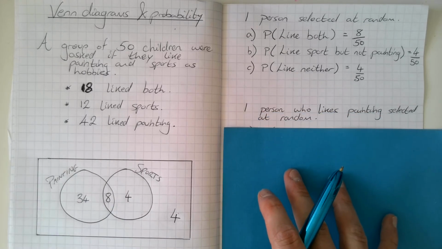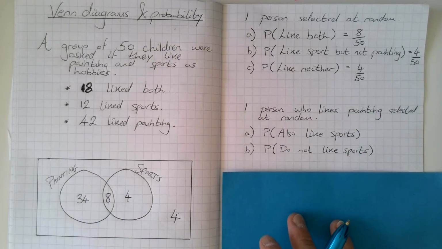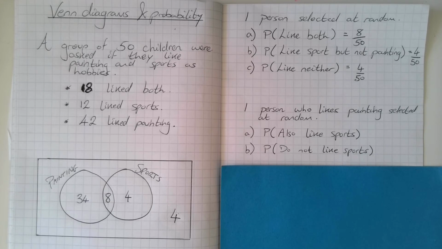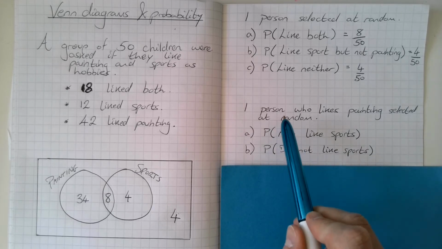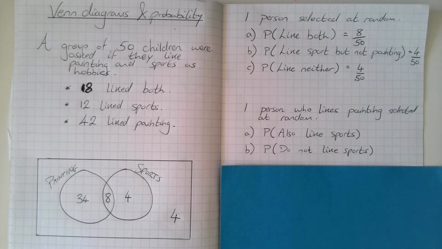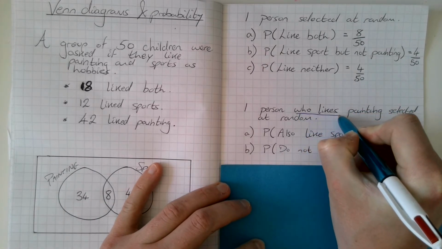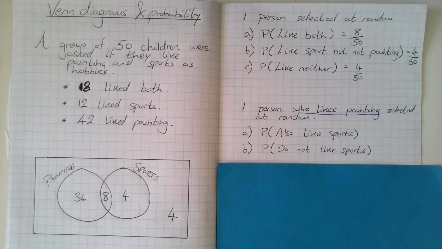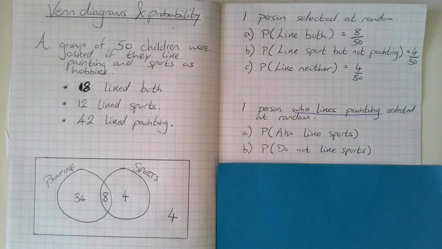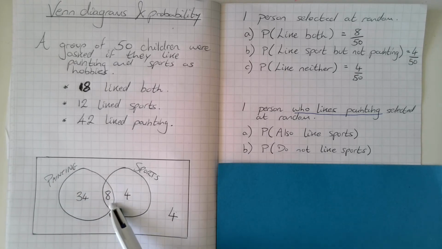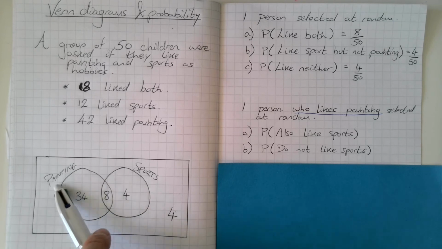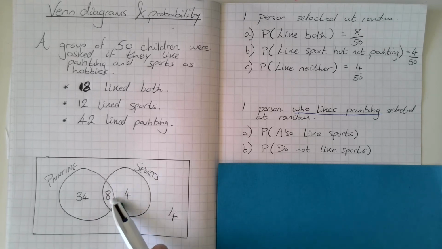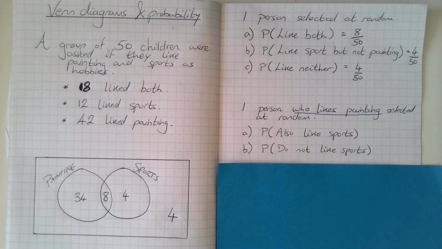But there is a different type of question which looks like this. So this type of question is slightly different. It says one person who likes painting, and that is the key bit of information for this section. One person who likes painting is selected at random. So it's one of these people in this circle here. This circle is all of the people that like painting, and one of them is chosen at random.